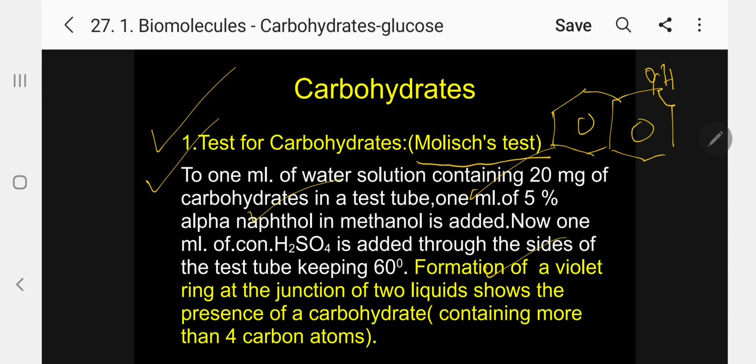So, formation of a violet ring at the junction of two liquids shows the presence of carbohydrate containing more than 4 carbon atoms. So, only more than 4 carbon atoms will answer this Molish test. So, we can call it real carbohydrates. Kindly follow. This is the most important Molish test. What is Molish reagent? Alpha naphthol in methanol is called Molish reagent.